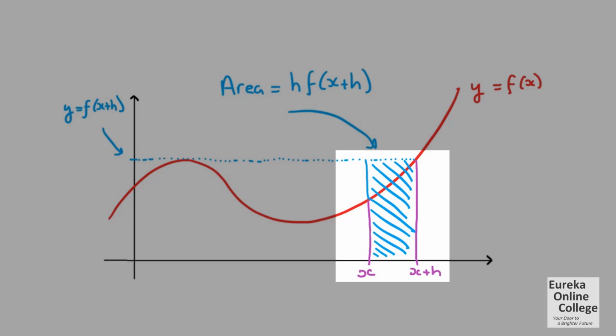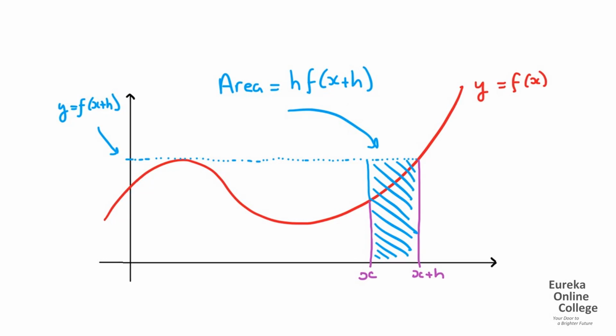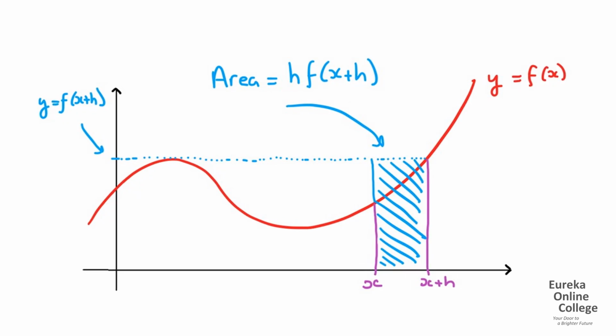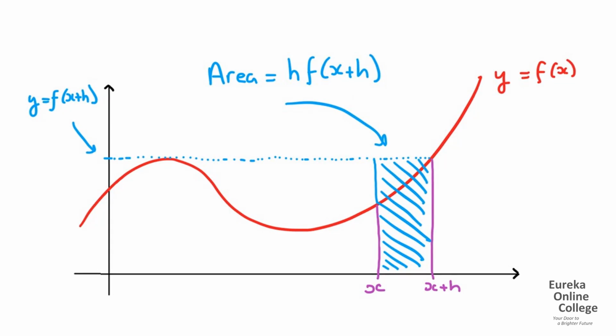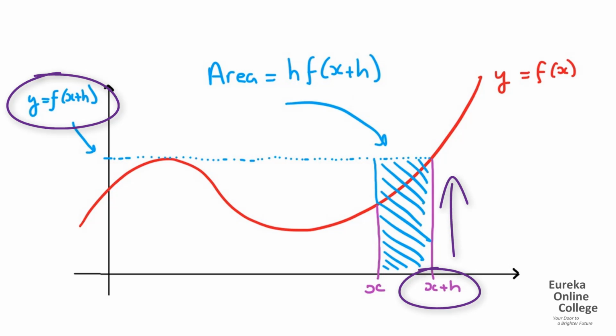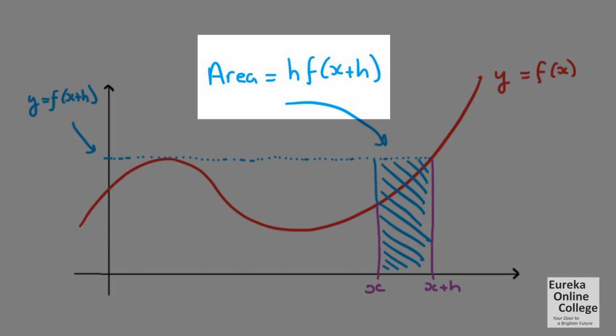What is the area of that blue rectangle? Well, exactly as before, the base is little h. But the height of the rectangle is the point on the y-axis, little f of x plus h. If you look at the right hand side of the purple strip, that's at the point x plus h on the x-axis. Follow that up, and where it hits the curve is the height of the blue rectangle. As you can see, I've drawn the blue dotted line along to the left there. And what is the height? Well, it's y equals little f of x plus h, because that's the equation of the curve. So the height of the rectangle is little f of x plus h. So the area of that blue rectangle, which is bigger than the purple strip, is h times little f of x plus h.